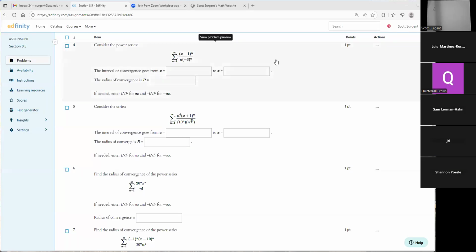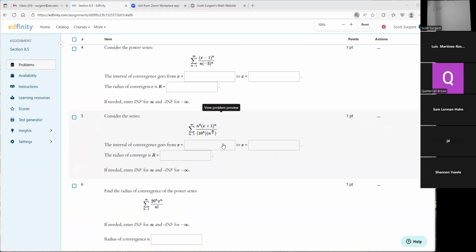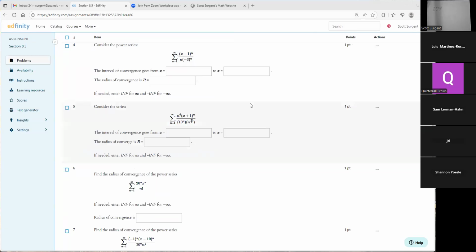This is 85, number 5. This is the series from 1 to infinity, n to the 6, x plus 1 to the n, over 10 to the n. Then we got, what is that? Is that a 20 over 3? I think it is. I'm going to increase the resolution. Yes, here, 20/3. All right. Oh, it wants the interval of convergence, and the radius as well.